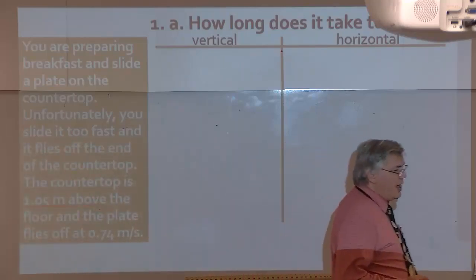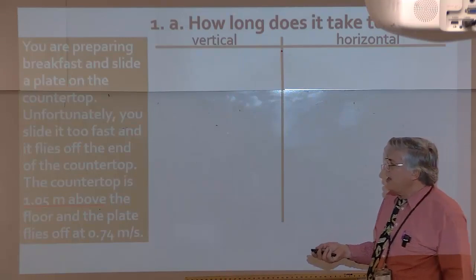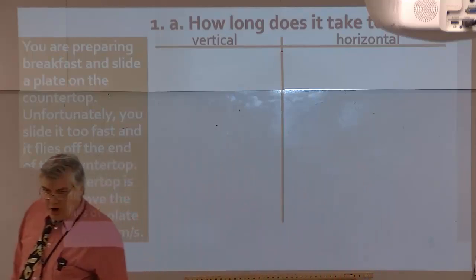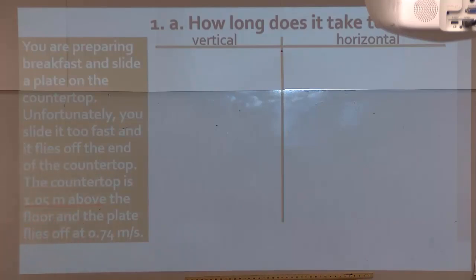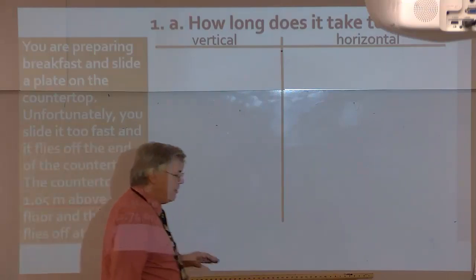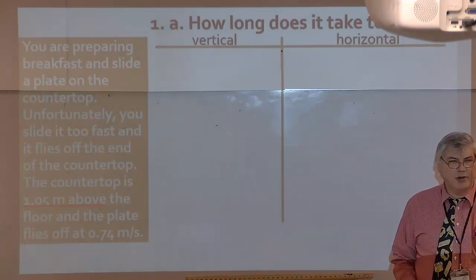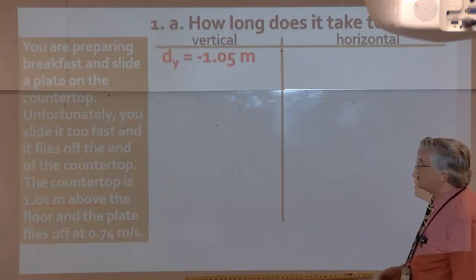So I look at my problem statement here, and this is number 1A. It says you're across a counter, and you accidentally slide it too hard, and it slides off the edge of the counter. The countertop is 1.05 meters above the floor. So is that a vertical measurement or a horizontal measurement? Vertical, right. It's in the up and down. So I'm going to put that in the vertical section.